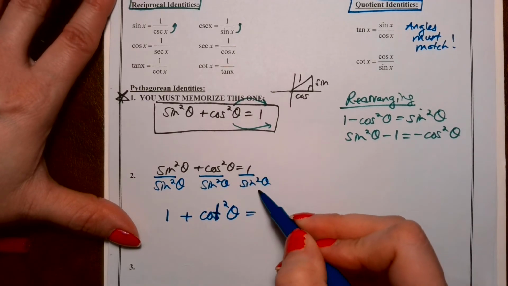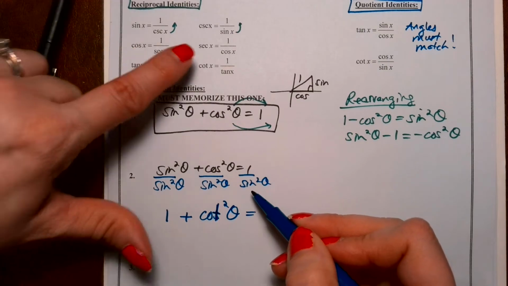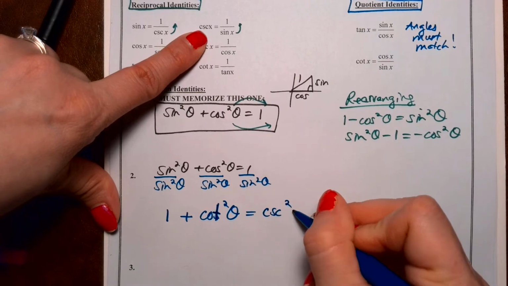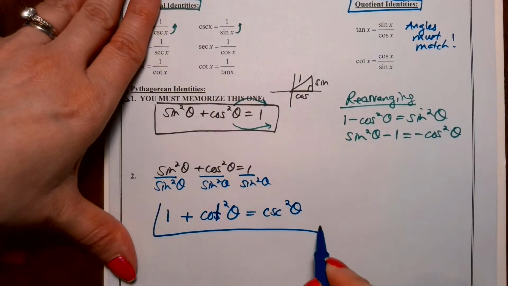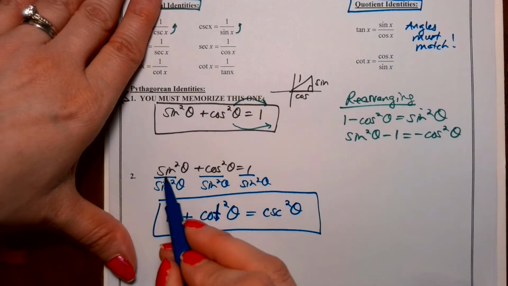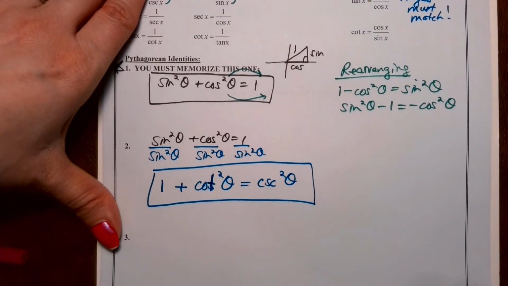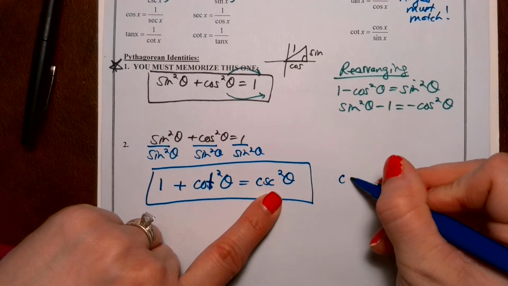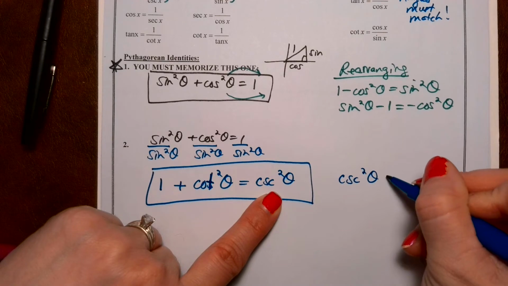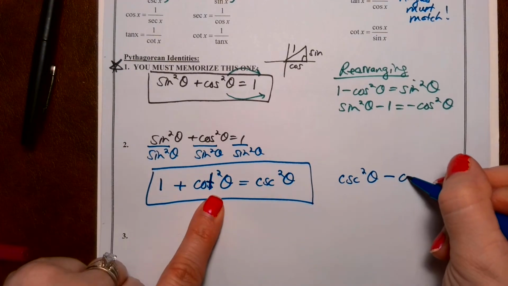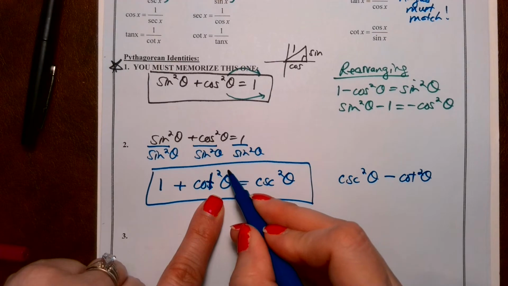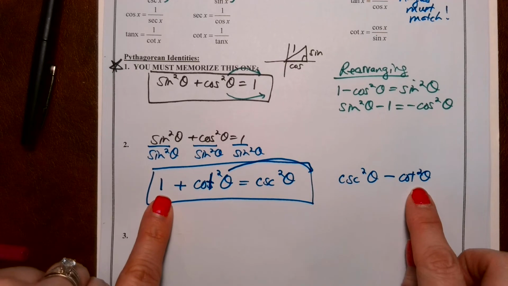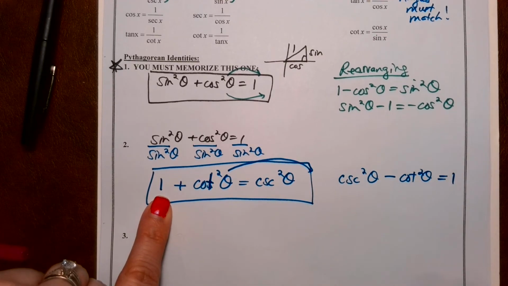And what's 1 over sine? That's going to be a reciprocal identity. 1 over sine is cosecant squared of theta. And there you go. There's the second identity, dividing all the terms by sine squared. If we did some rearranging, what if you were simplifying a problem and you saw cosecant squared of theta minus cotangent squared of theta? What if the cotangent squared was over here? What would be left on the other side? That would be equal to a 1.